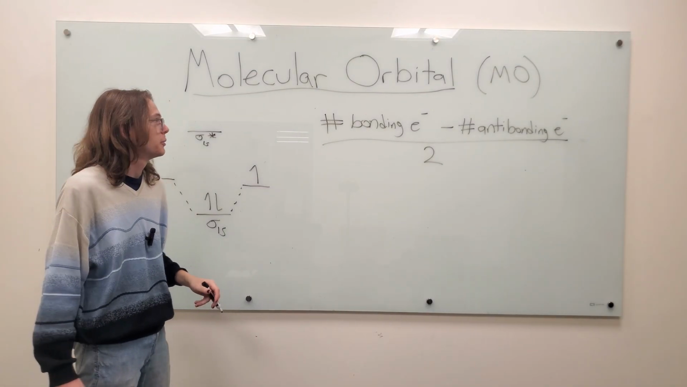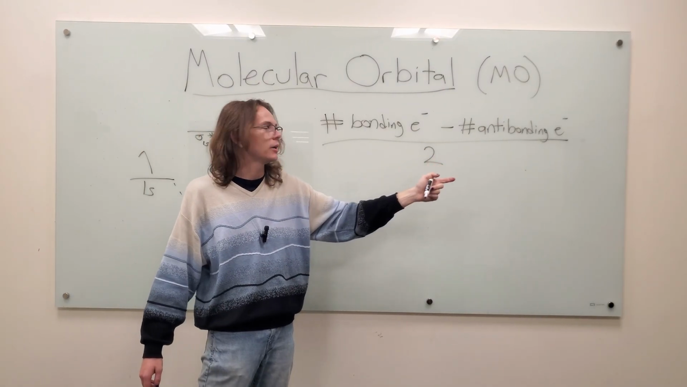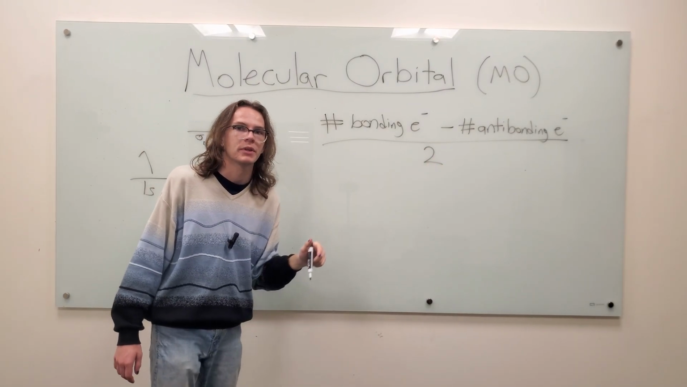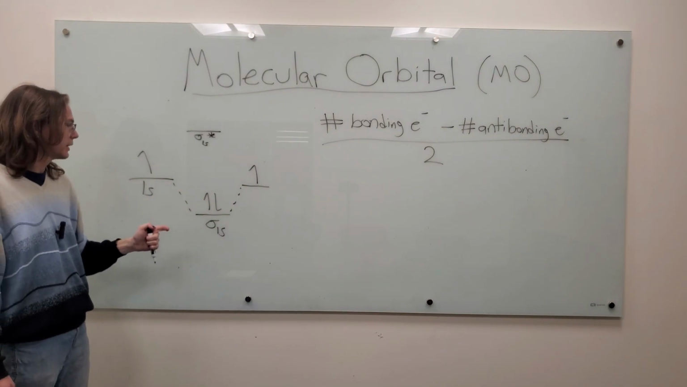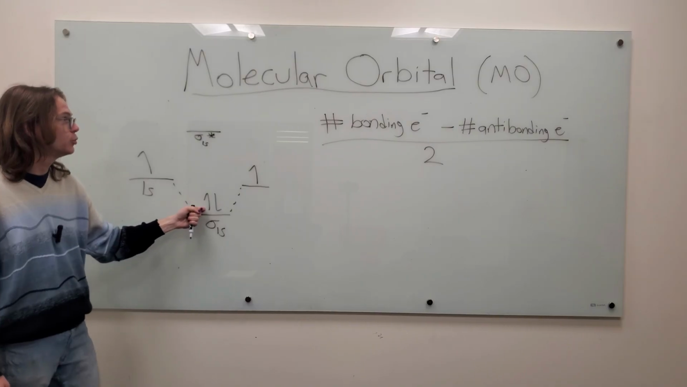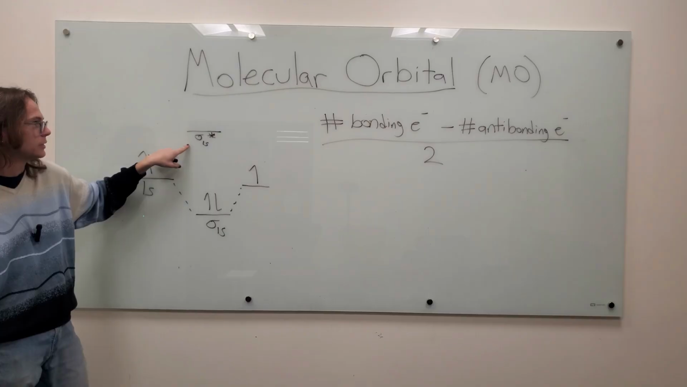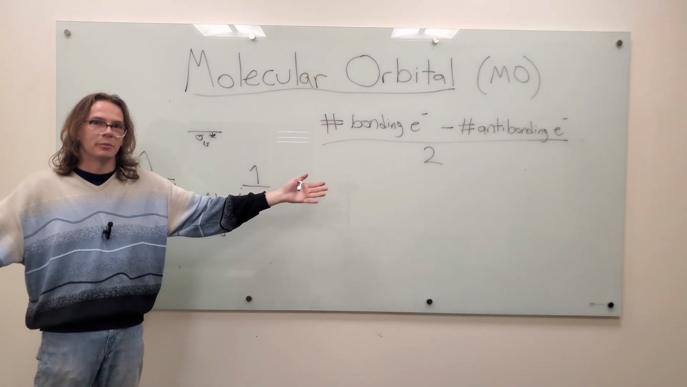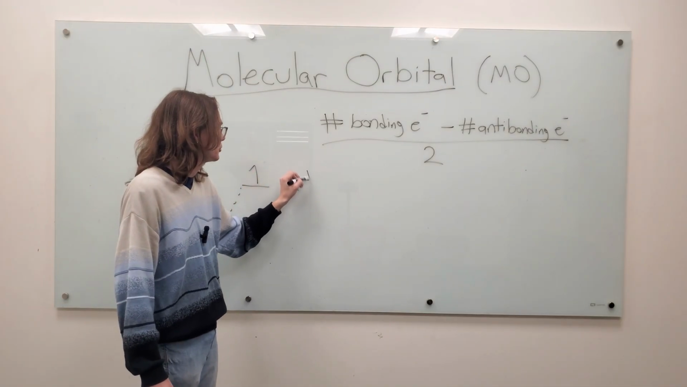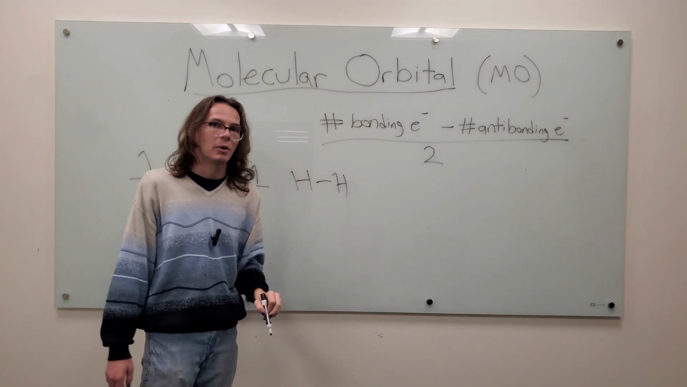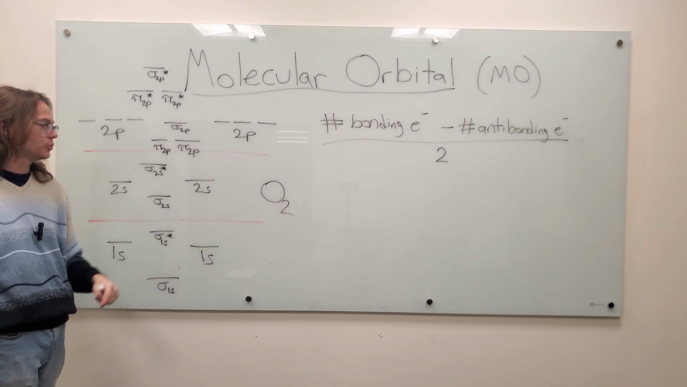So the formula to determine bond order is the number of bonding electrons minus the number of anti-bonding electrons, all divided by 2. So let's try it out for hydrogen. For molecular hydrogen, we've got 2 bonding electrons minus 0 anti-bonding electrons divided by 2, which is going to be 1. So hydrogen has a bond order of 1, which is why hydrogen just has that single bond. So how does this work for something like oxygen, O2?